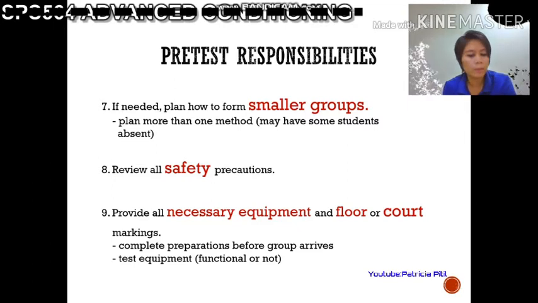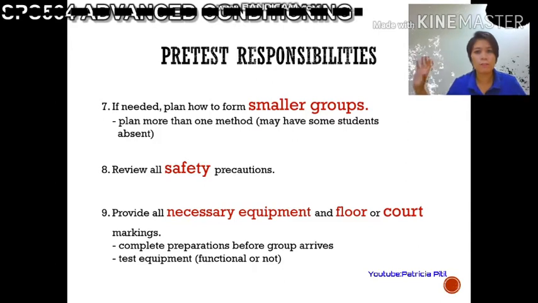Make sure equipment is functional. If you're using a machine, make sure there is battery. If you are doing a 1 RM test, 1 repetition maximum at the gym, make sure that the squat machine and squat rack are functional, safe to use. Everything. We don't want your participants to get injured, when you want to measure the fitness component.